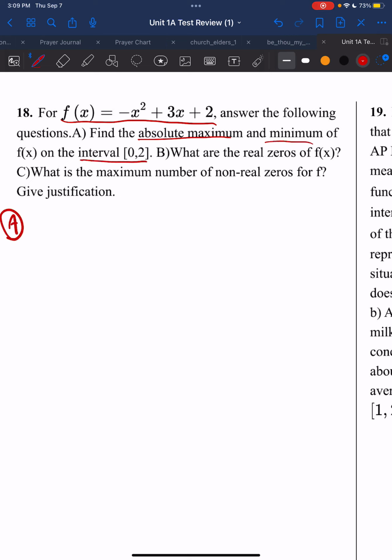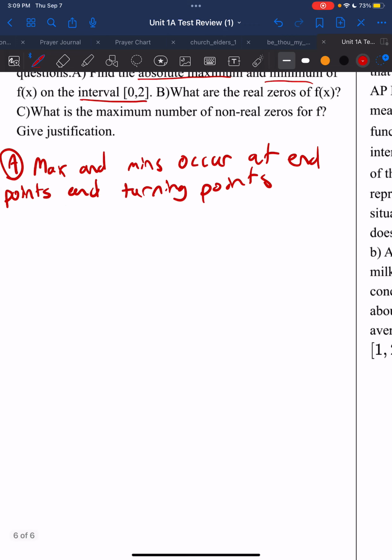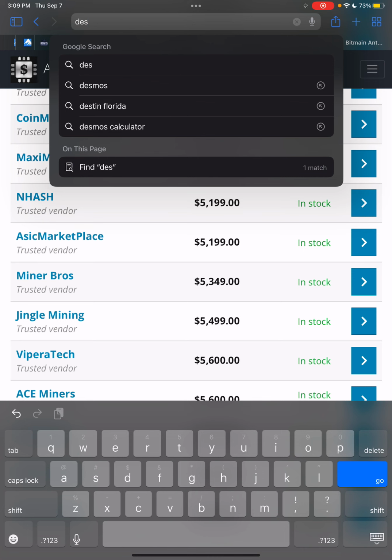max and mins occur at endpoints and turning points. So max and min occur at endpoints and turning points. So for you all, just go into your calculator, second trace, find the max or min. But for me, I'm just going to use Desmos because that's what I have access to. So Desmos.